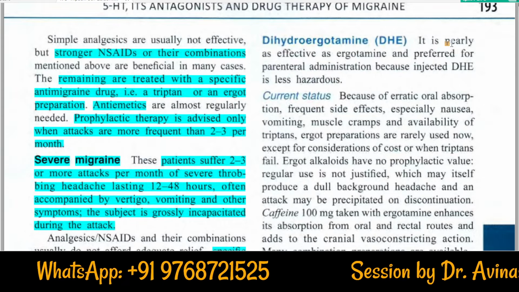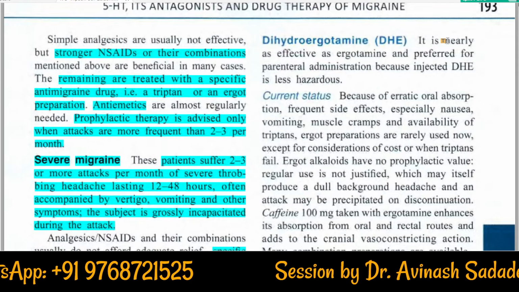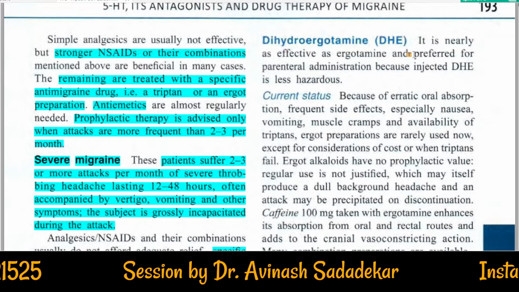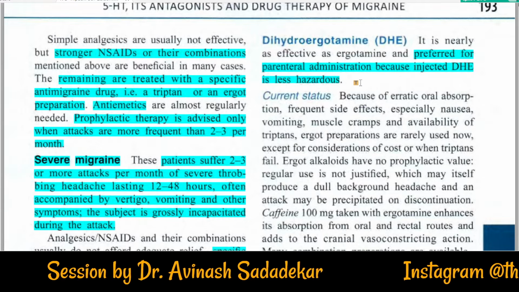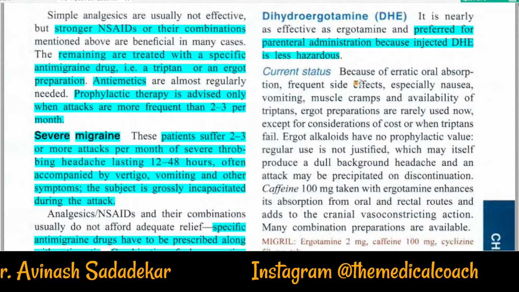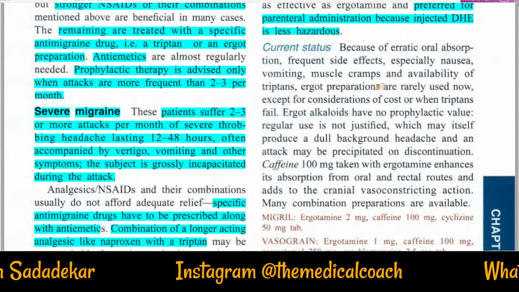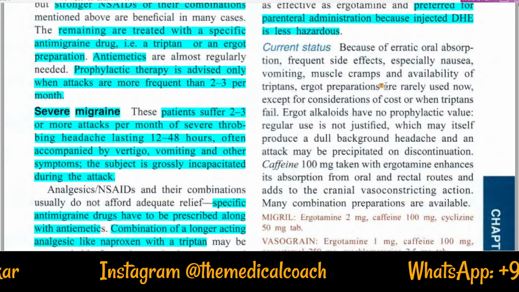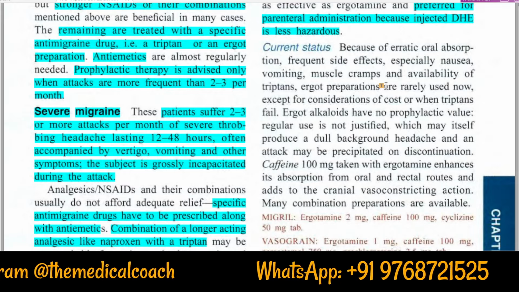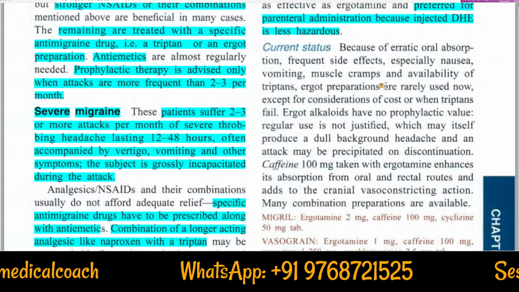Dihydroergotamine is almost as effective as ergotamine, but it is the preferred parenteral route because it is less hazardous. So if you want to give oral, it's ergotamine. Dihydroergotamine is injection. So in our clinical practice, where do these drugs stand in the treatment of migraine?